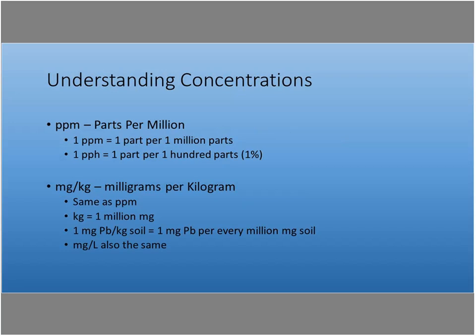So when you say 1 out of a million parts, when you see ppm in a soil, in milligrams per kilogram, it is the exact same as ppm. It's 1 part out of a million. They're saying that for every million parts of a soil, you have 1 part of that. And it can be a nutrient, it can be a contaminant.